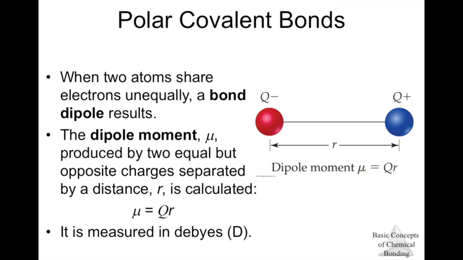So back to polar covalent bonds. When two atoms are not sharing the electrons equally, so they're sharing them unequally, we say that a bond dipole results. And the dipole moment is when the two equal but opposite charges are separated by some distance. So we can calculate what that is. It's measured in this thing called debyes. That's how you pronounce that.